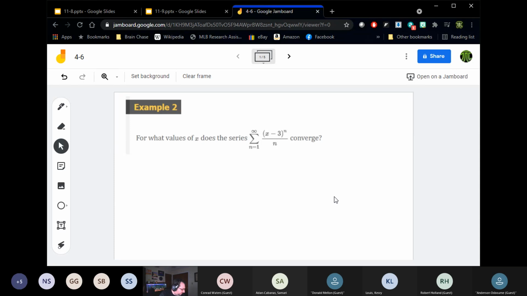All right, so we've got this one. So we want to figure out where this one converges. So we're going to do the exact same thing. We're going to do our ratio test. So my a sub n is going to be x minus 3 to the nth over n. So we'll set up our ratio test. We have x minus 3 to the n plus 1 over n plus 1 times, and then we flip the second one, x minus 3 to the n.